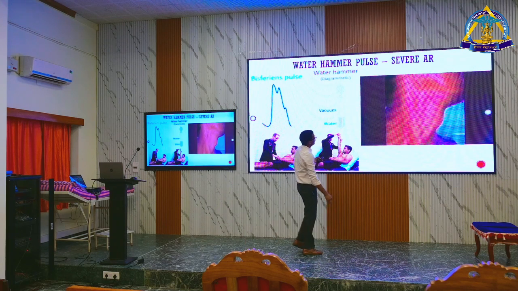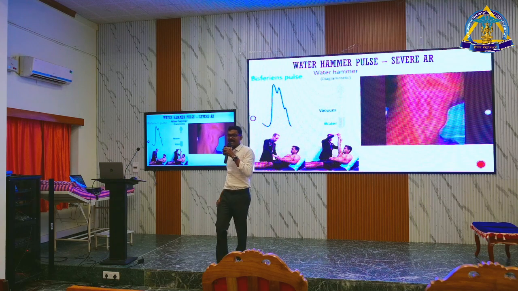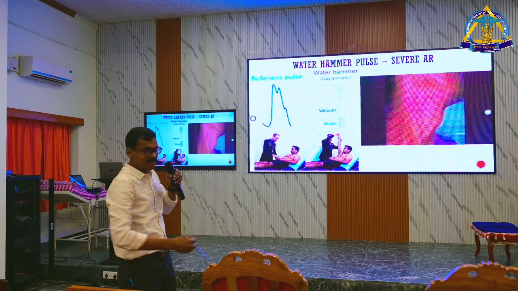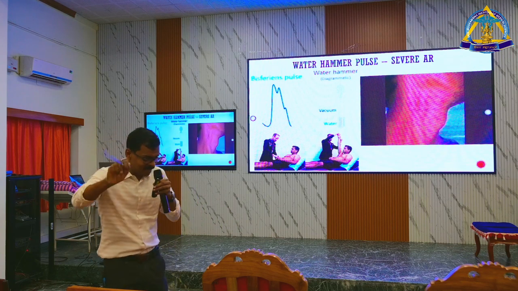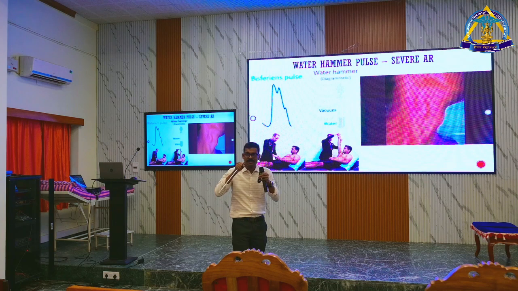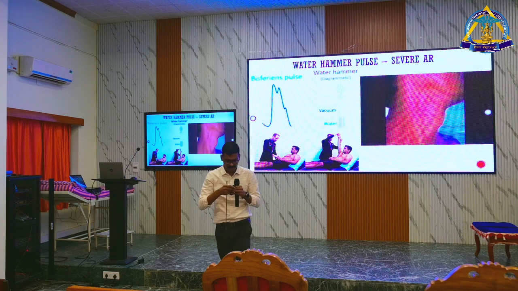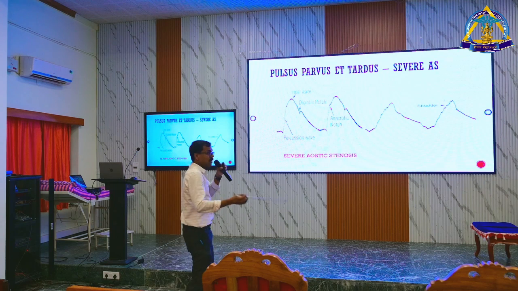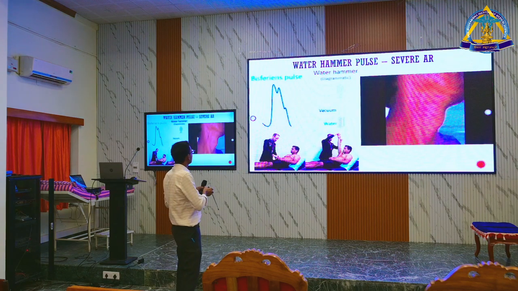I'll show you. This is the Corrigan's pulse, actually dancing carotids. It is the carotid artery equivalent of the collapse. You feel collapsing in the radial artery, and this is the equivalent in the carotid. You have it like that, okay? Now the opposite one. We'll go to the previous slide and show you.